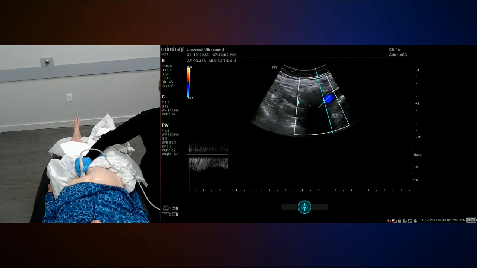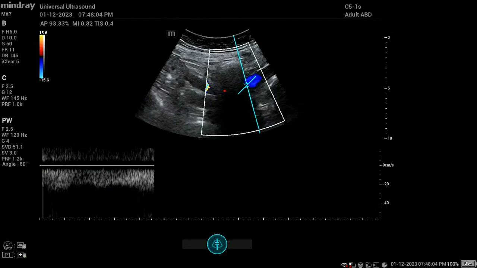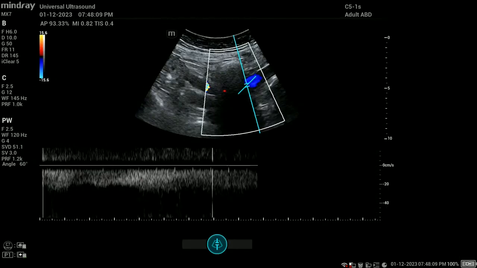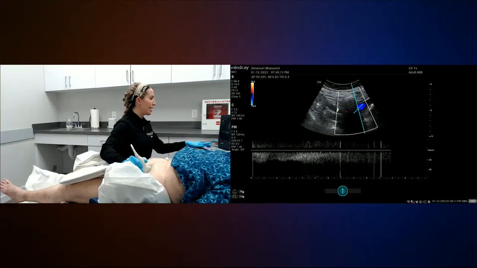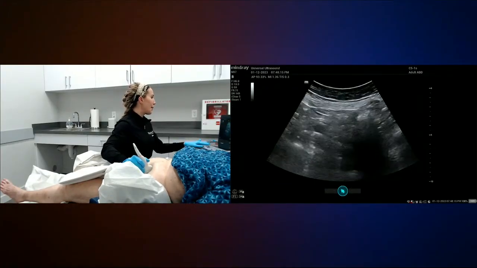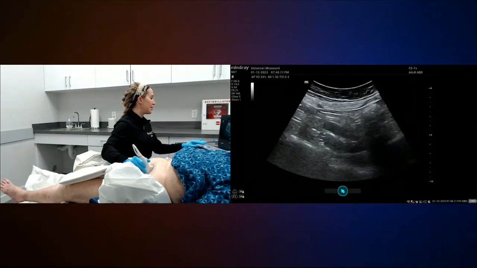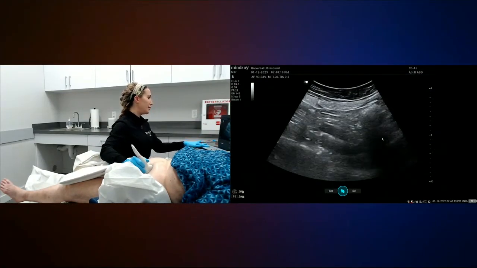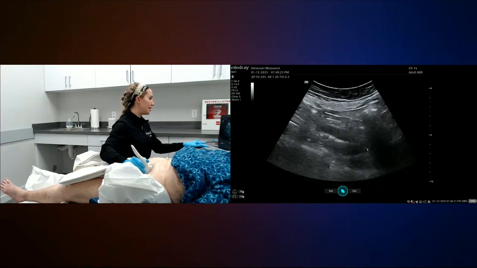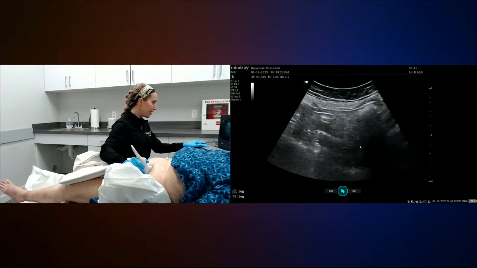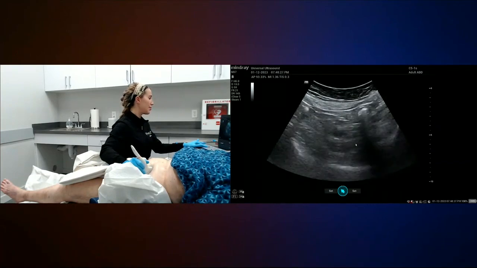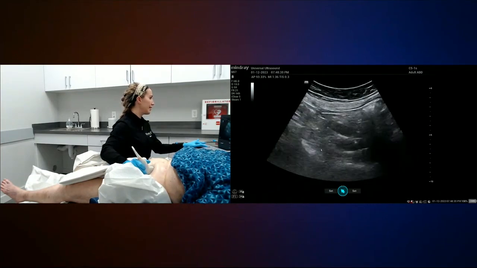Again, normal phasicity, and I'm going to press again, and you can see how I can cause continuous flow and increased flow velocities. So very important that you're not pressing, okay? So light to touch, I can't stress that enough. And then I'm going to scan up, and you can see we have just bowel gas interrupting the distal part of the common iliac vein and the proximal part of the external iliac vein.